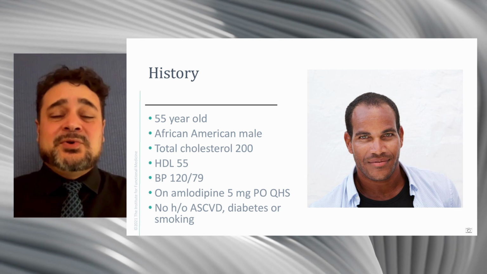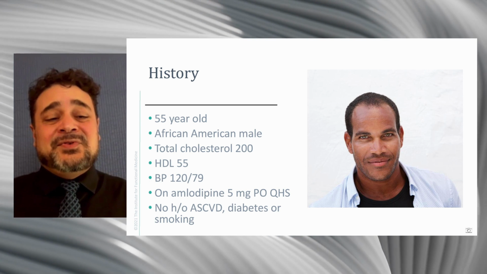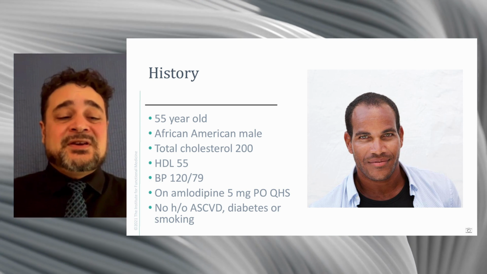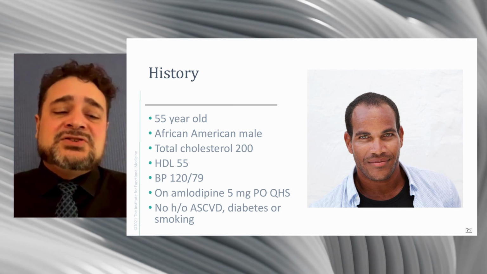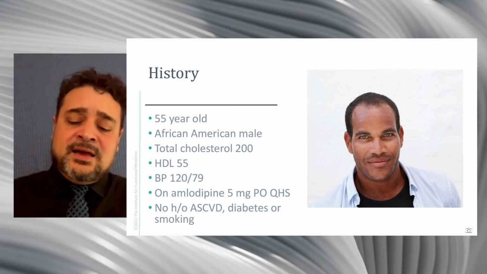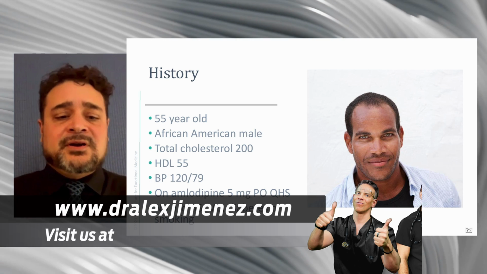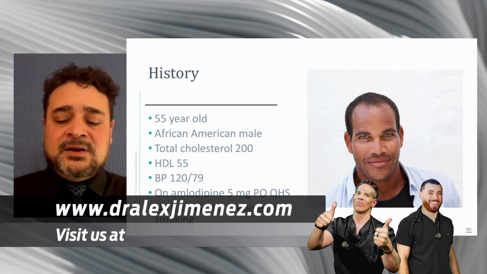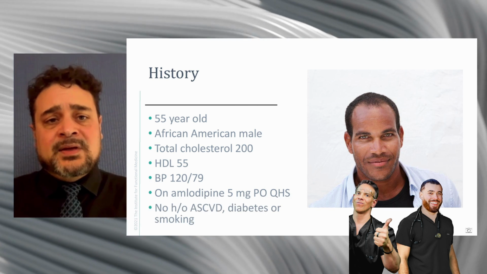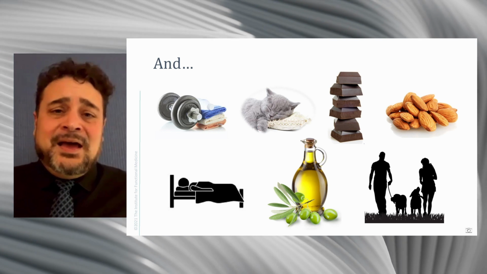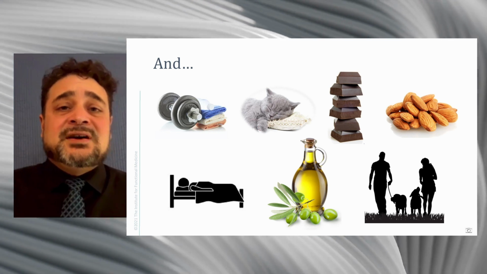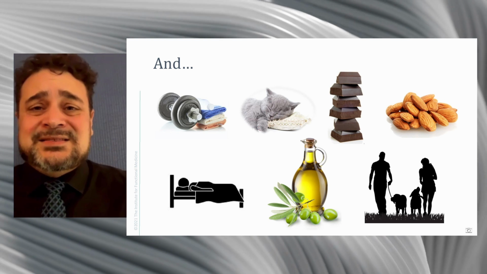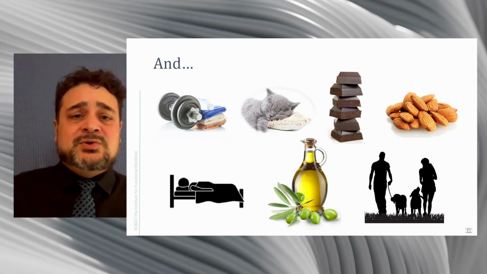His total cholesterol is 200. His HDL is 55. His blood pressure is 120/79. He's on amlodipine, 5 milligrams, PO QHS for hypertension. He has no history of atherosclerotic cardiovascular disease, no history of diabetes, and he is not a smoker. Also, he happens to work out every day. He does cardiovascular exercise at least 5 days a week for at least an hour. He does resistance training 2 to 3 times a week.